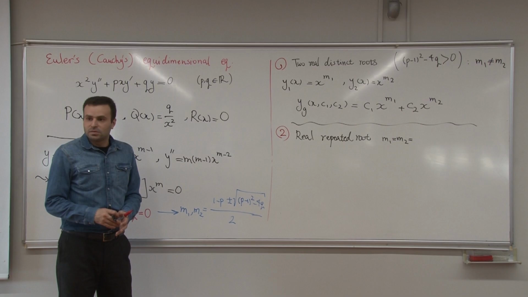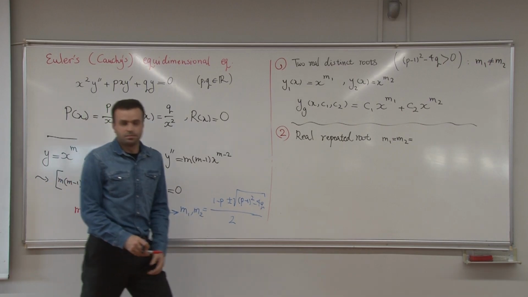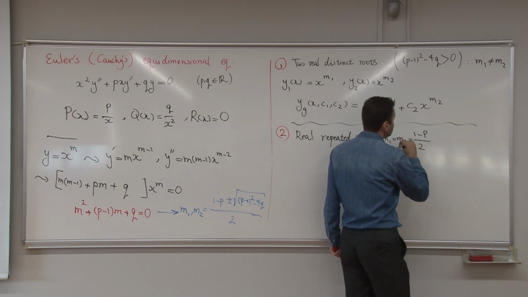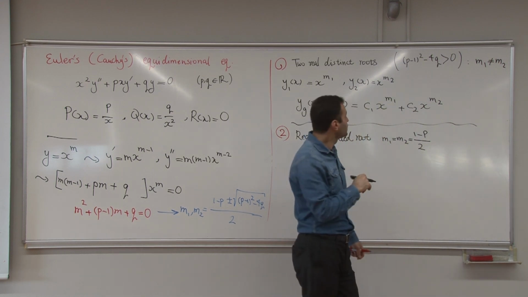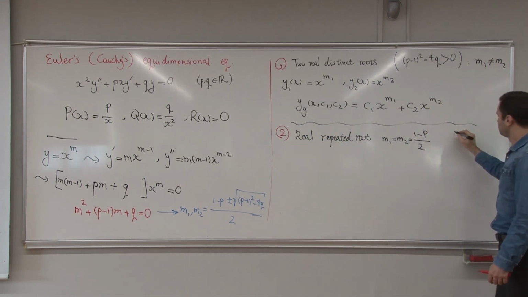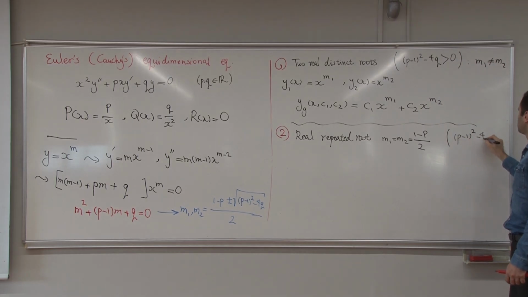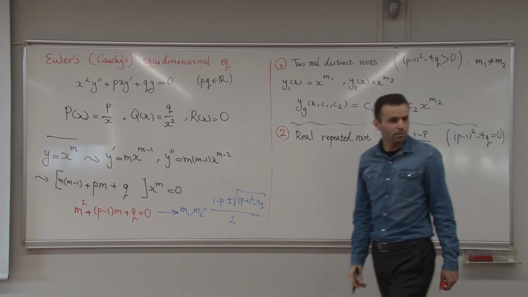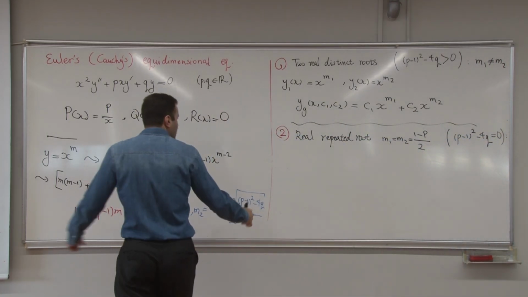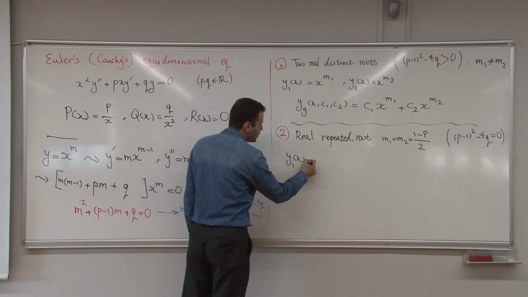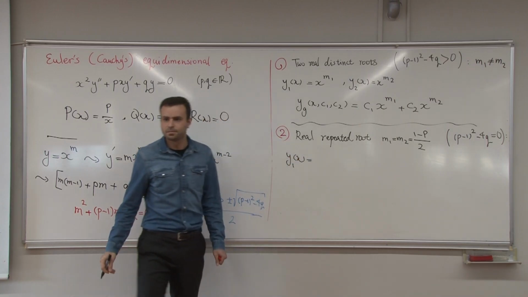If we have 1 minus b over 2, and this happens when b minus 1 to the power of 2 minus 4q is equal to 0. Okay? In this case, what are our candidate solutions y1 of x and y2 of x?